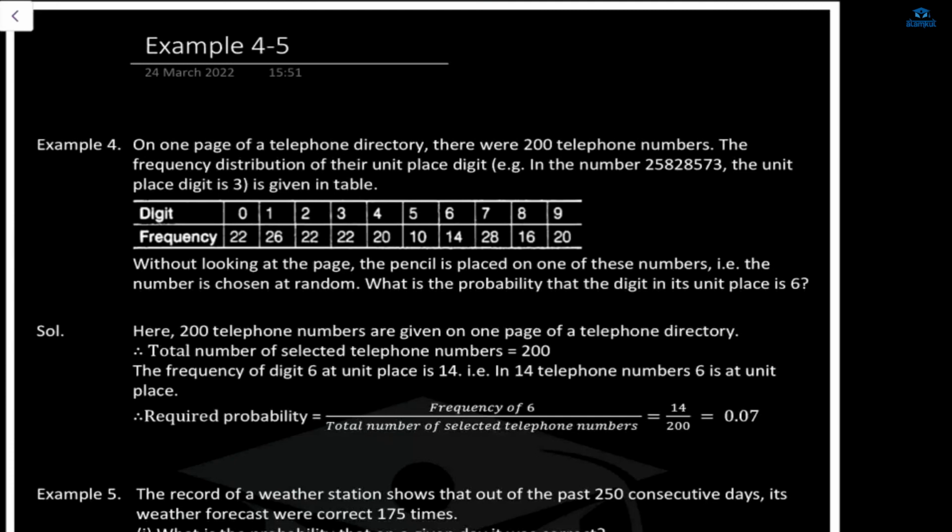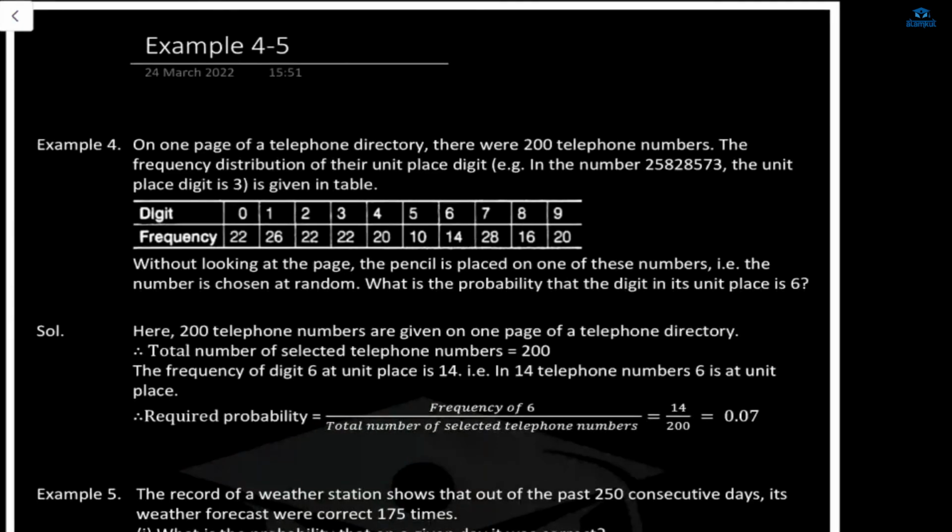See, the frequency of getting 0 at the unit place is 22. Getting 1 at unit place is 26. 2 at unit place 22. 3 at unit place 22. 4 at unit place 20. 5 at unit place 10. 6 is 14. 7 is 28. 8 is 16. 9 is 20. So what is the probability of getting 6 at the unit place?